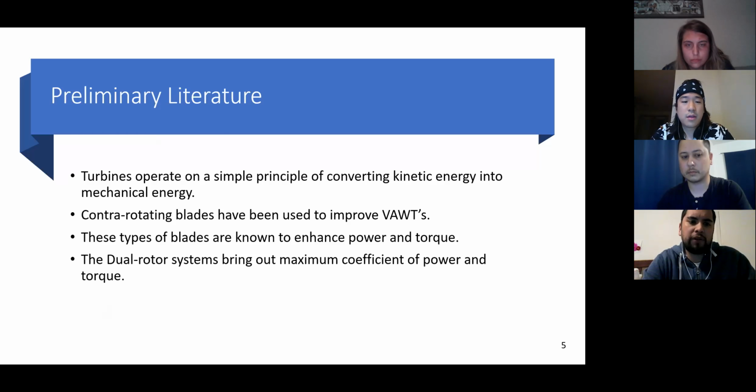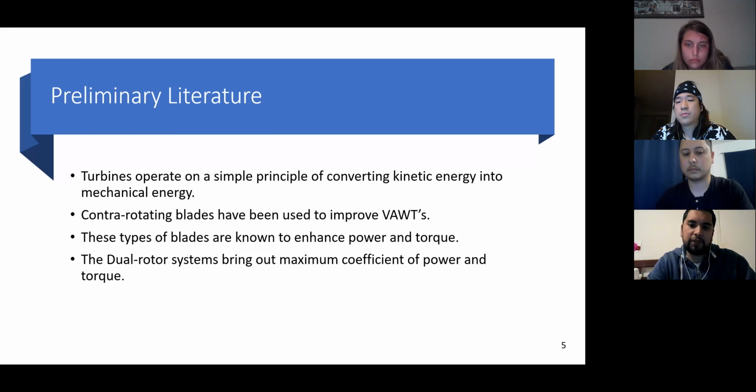Turbines operate on a simple principle of converting kinetic energy from the wind into mechanical energy. Contra-rotating blades have recently been tested to improve vertical axis wind turbines. Contra-rotating blades have been used in the past to enhance the performance of turbines in terms of both power and torque. Maximum power and torque coefficients of 40% and 43% were respectively possible with the dual rotor system.